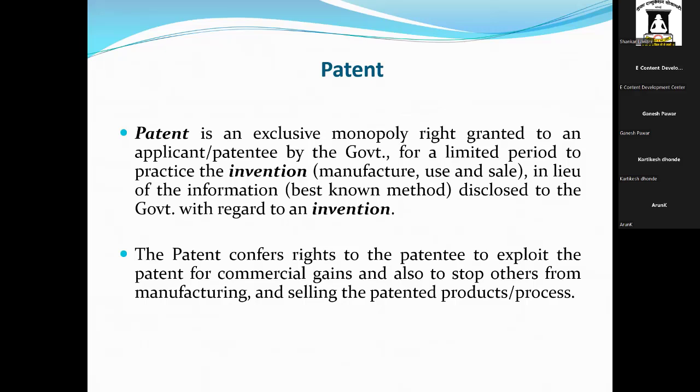So the patent confers the right on the patentee to exploit the patent for commercial gain and also to stop others from manufacturing and selling the patented product and process. So other people cannot use my patented product or produce my patented goods. So it gives me an exclusive right. The maximum protection given for a patent is 20 years.